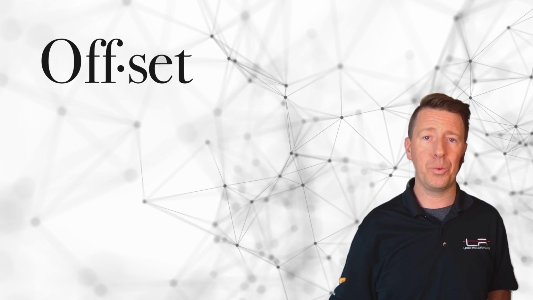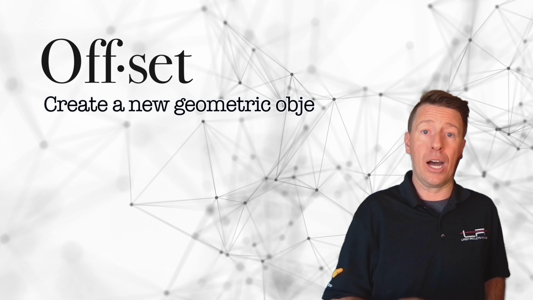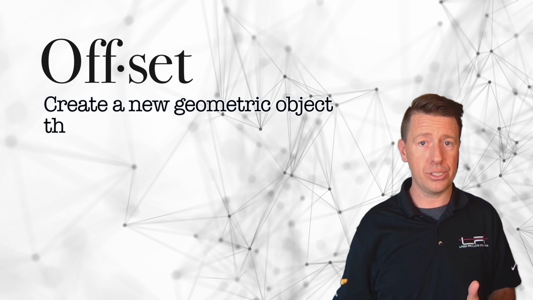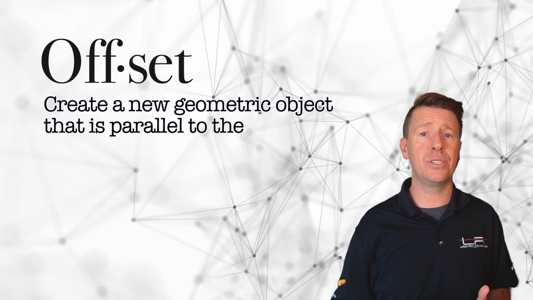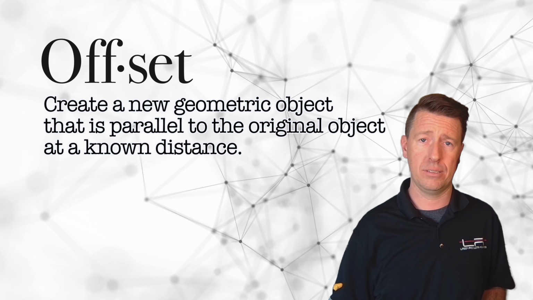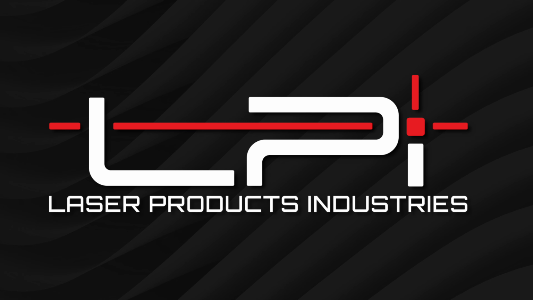When we offset, we are creating a new geometric object. For us, that's lines and arcs that are parallel to the original selected object at a known distance. If you haven't already, please download, import, and open the Offset Practice LTC so you can follow along in the next lessons.